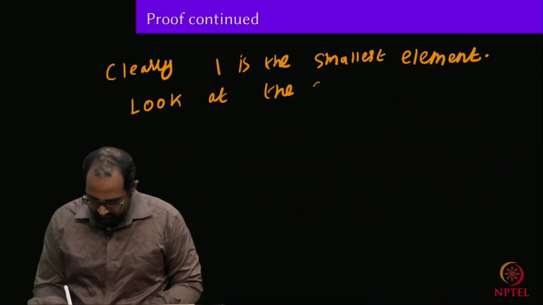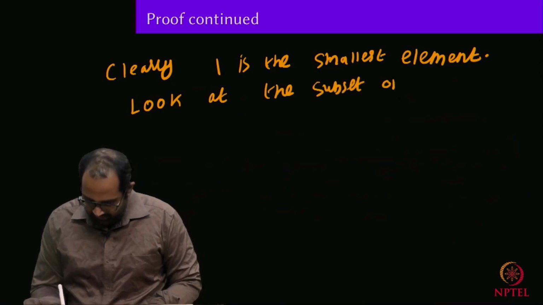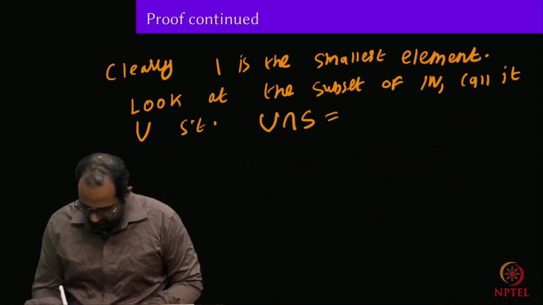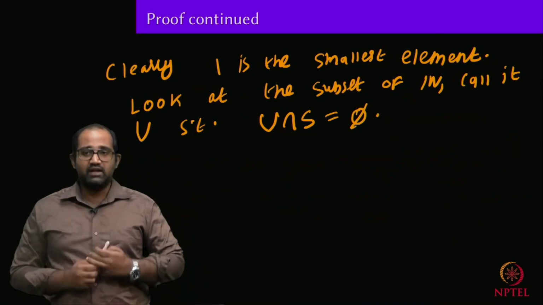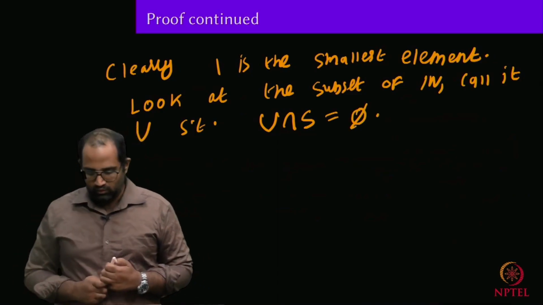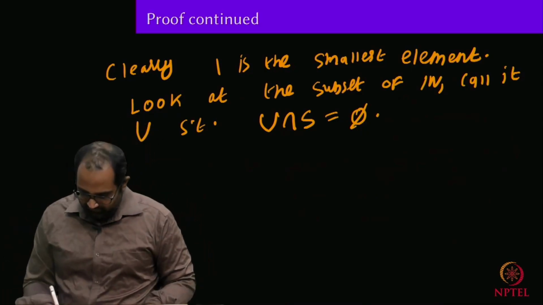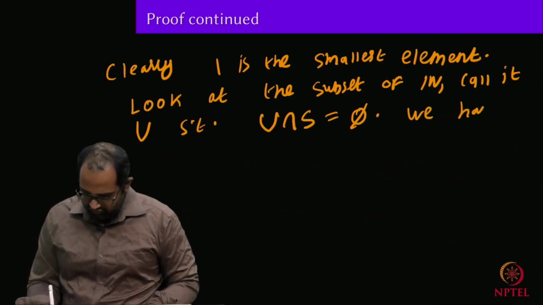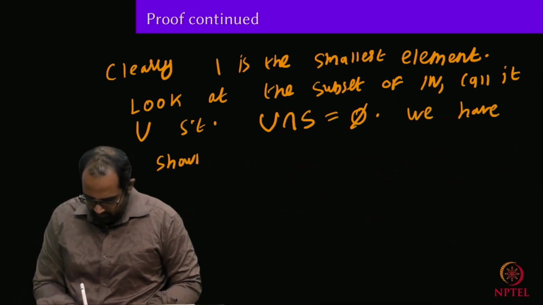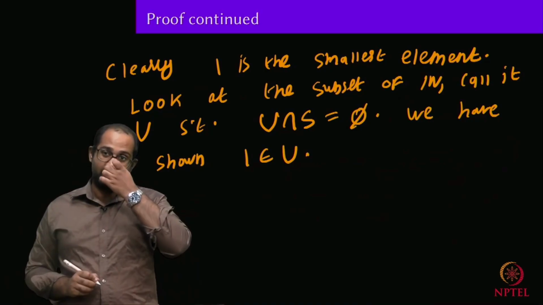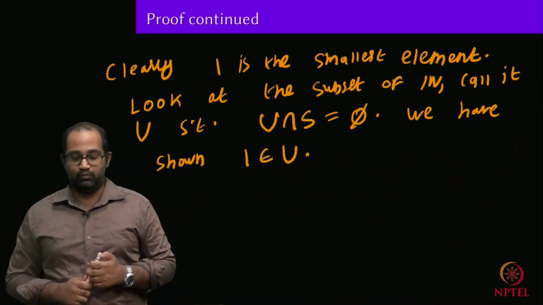Now what you do is, look at the subset of N, call it U, such that U intersection the set S is empty. Look at those elements of the set N, such that U intersection S is empty. What we have really shown is, we have shown 1 is in U. Okay, we have shown that 1 is in U.